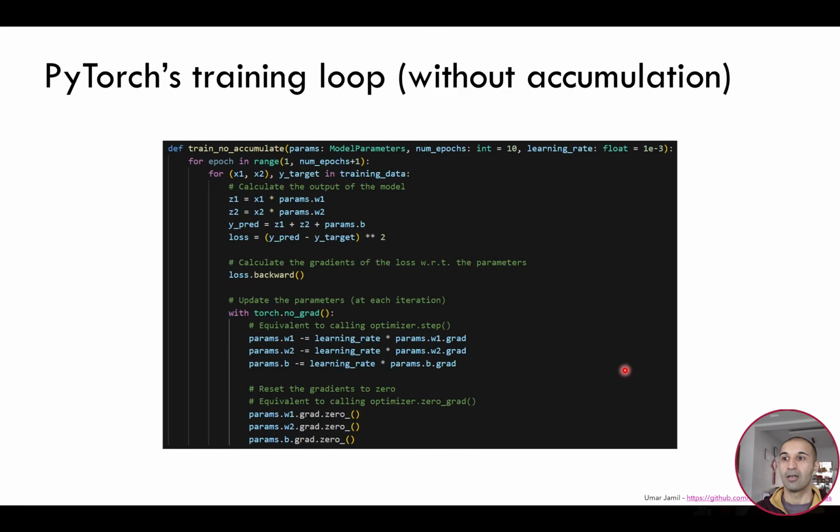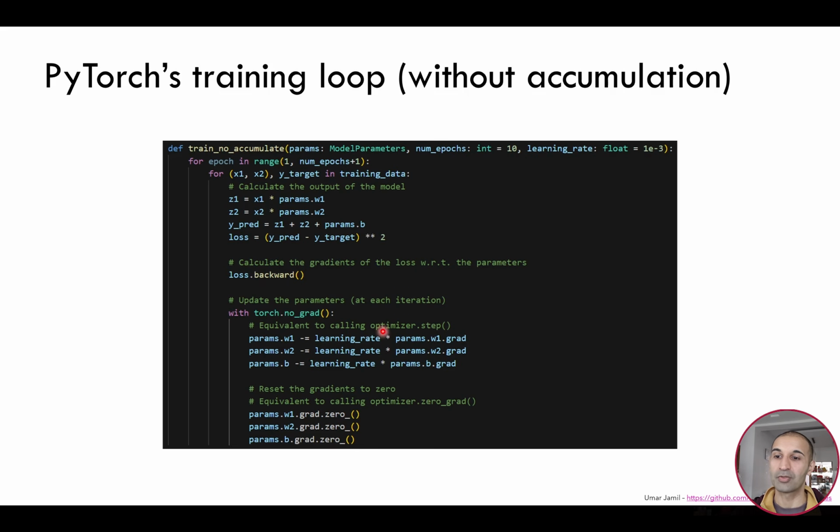How do we do the training loop with PyTorch without gradient accumulation? First of all, we run the training for a few epochs. We take our training data, which is made up of x1, x2, and the target price. We calculate the output of the model, which is basically ypred equal to x1 multiplied by w1 plus x2 multiplied by w2 plus the bias. Then we calculate the loss. We do backward on the loss. This will calculate the gradient of the loss function with respect to each parameter. And then we update the parameters using the gradient we have calculated.